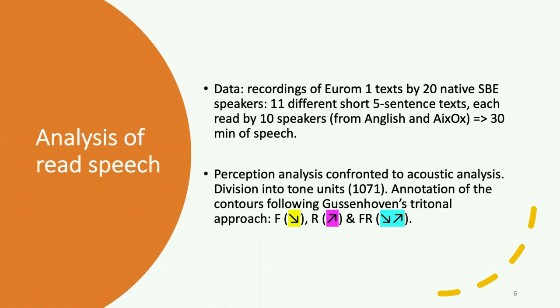A perception analysis was performed so as to divide the speech of the readers into tone units. Final and non-final tone units were annotated following Gussenhoven's tritonal approach. That is, only fall, rise, and fall rise are distinguished. The perceptive analysis was confronted with the acoustic signal using the Praat software. The total number of tone units analyzed amounts to 1,071.